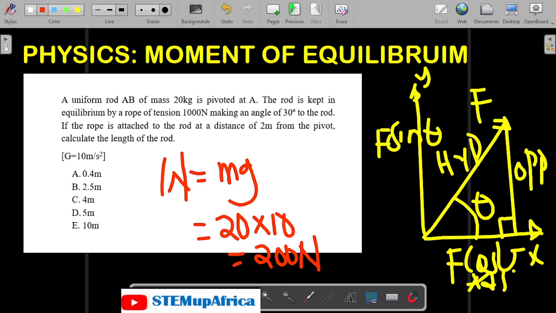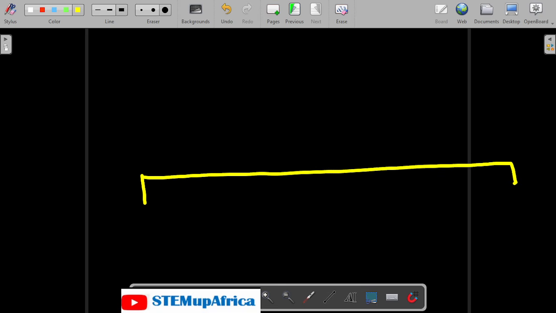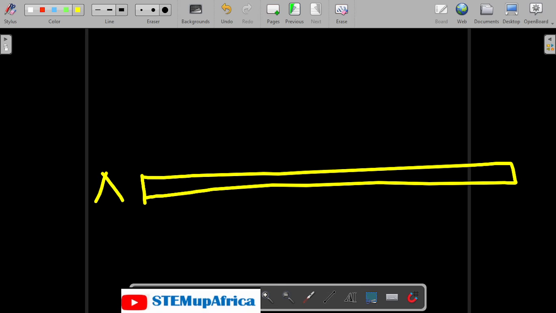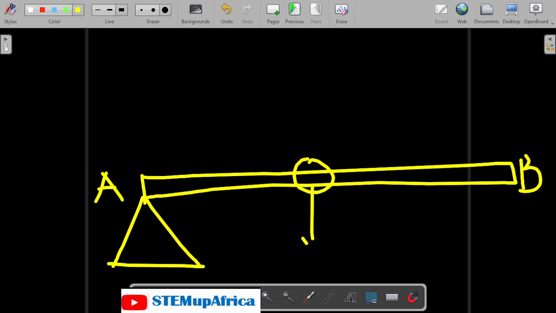So let's draw the first diagram and see how we can get the length of the rod. Let's assume this is the rod now. The rod is called AB and is pivoted at point A. The length of this rod we do not know, but the weight of 200 Newton will be at the center of the rod.